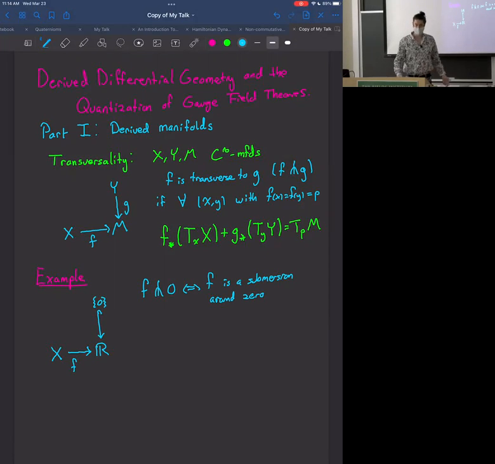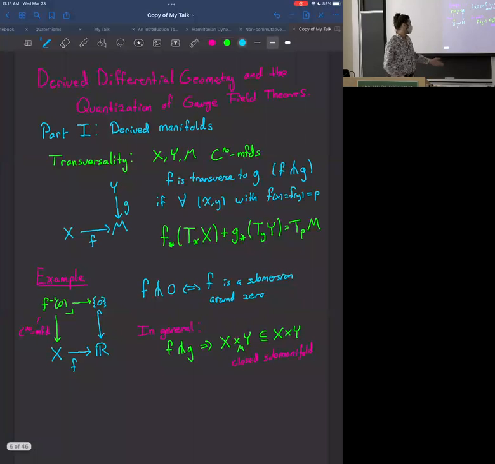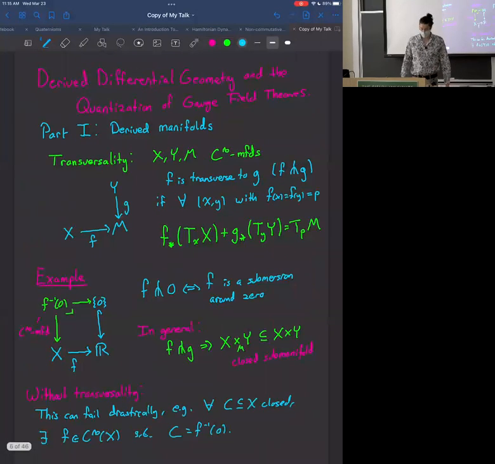And as you know, level sets of submersions give you smooth manifolds. And more generally, anytime you have transverse maps, the fibered product exists as a closed submanifold of the product. In particular, I get the zero set. So you can say, okay, well, what about when I don't have transversality? Well, all bets are off. It fails drastically. Any closed subset of any manifold is the zero set of a smooth function. So you could get any kind of closed subset of any manifold as such a pullback, but the pullback doesn't really exist because it's not a manifold. Okay. So that's an issue.